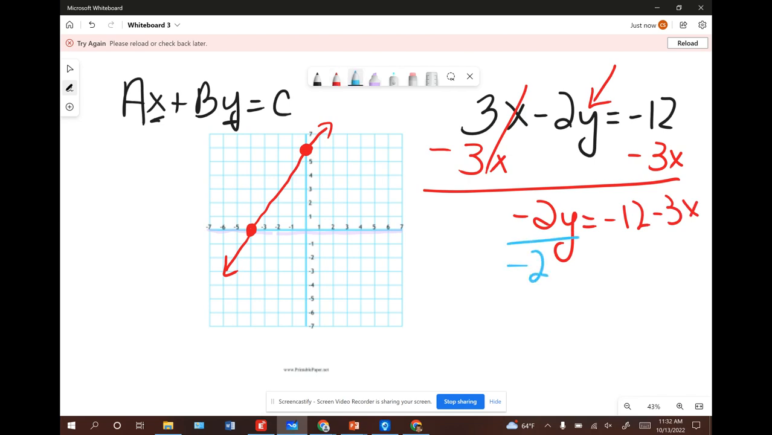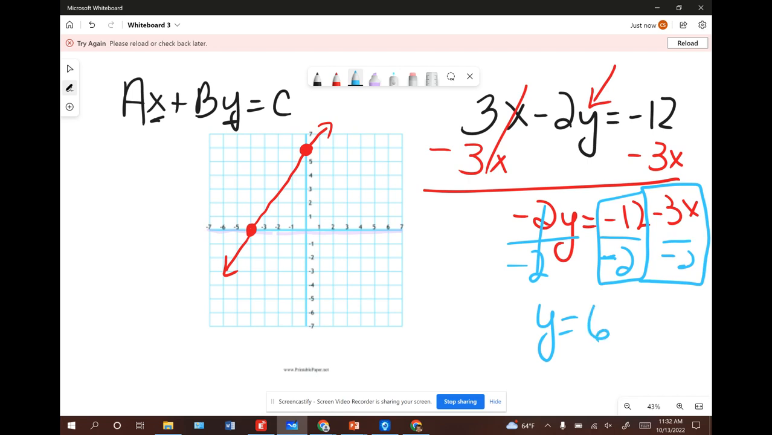Then my next step would be to get the y alone. Since it's multiplied by -2, I would divide each item by -2. And that cancels out. I get y equals, I like to box these off, and -12 divided by -2 is 6. And then -3 divided by -2 is going to be a positive 3/2 x. So from there, I could plot my y-intercept at 6.